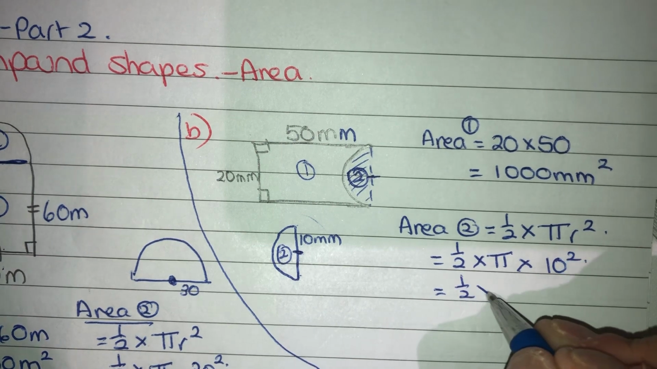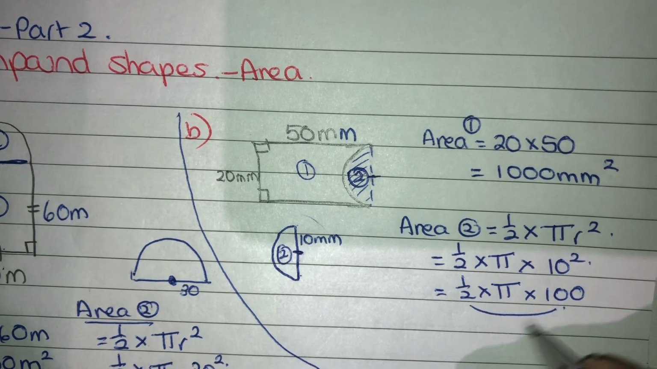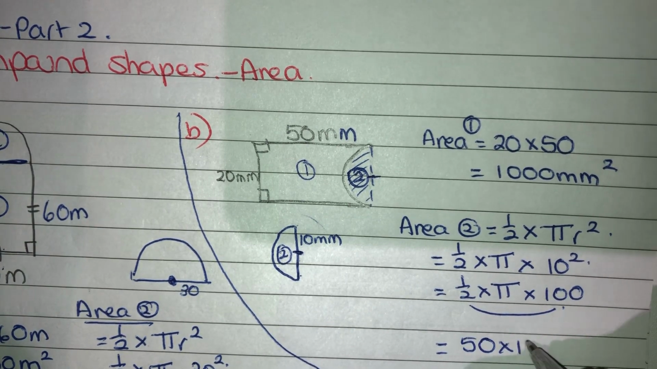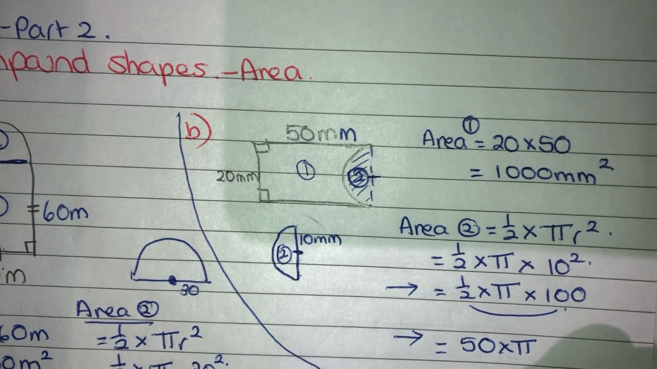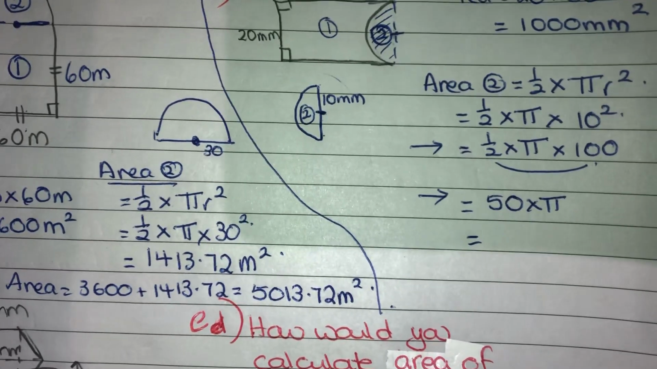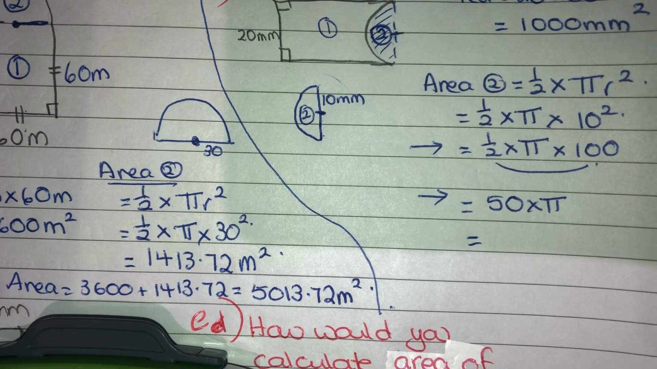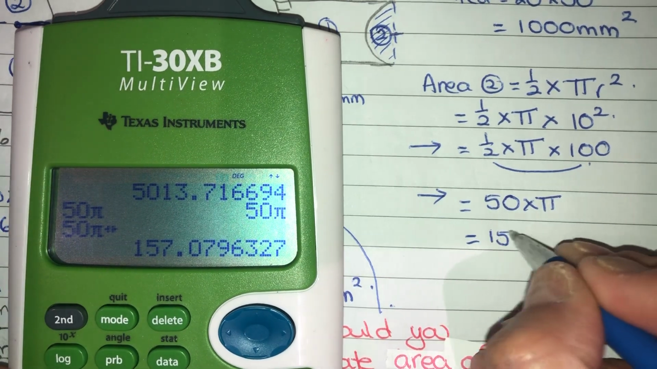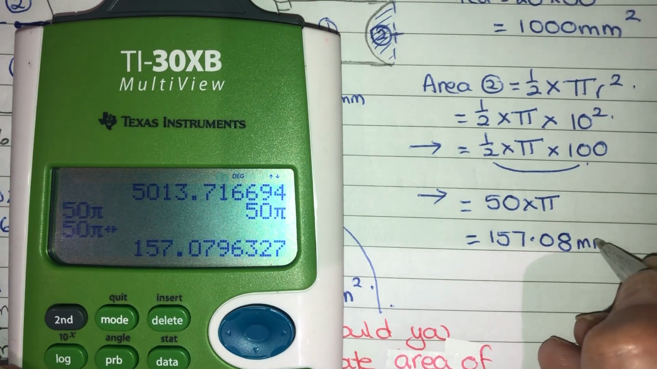Now, obviously you can put that all in the calculator, but these are simple numbers, so I can just see what's happening. But please, feel free to leave out both of those lines and go straight for your answer. So however you put it in, I put 50 pi. So 50 pi, let's go 2 decimal places, is 157.08, and it's millimetres squared.